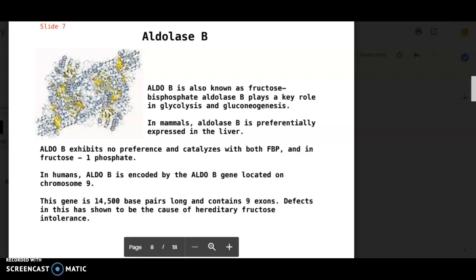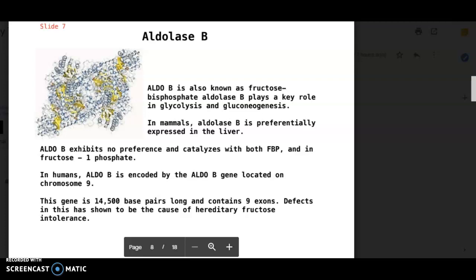and dihydroxyacetone phosphate, as well as the reversible cleavage of fructose 1-phosphate into glyceraldehyde and dihydroxyacetone phosphate. In mammals, aldolase B is preferentially expressed in the liver, while aldolase A is expressed in muscle and erythrocytes, and aldolase C is expressed in the brain.